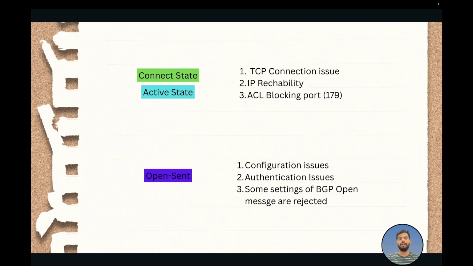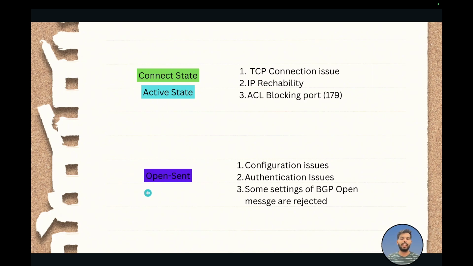Now, just to give you a little bit of troubleshooting advice: let's say the device has been stuck in either of these two states, Connect state or Active state. There might be an issue with the TCP connection or IP reachability, or there might be an access control list (ACL), or a firewall which might be blocking port number 179, and this port is used by BGP to communicate with other devices. So the BGP will be running on this port. That's why you should look for these three particular reasons if you want to debug why the neighborship is stuck in either of these two states.